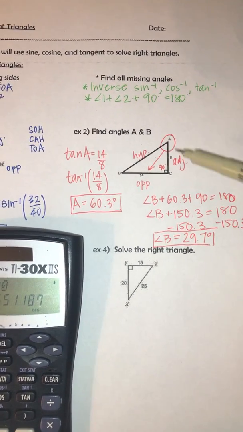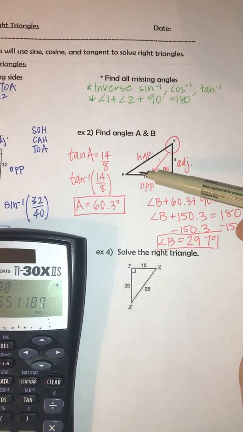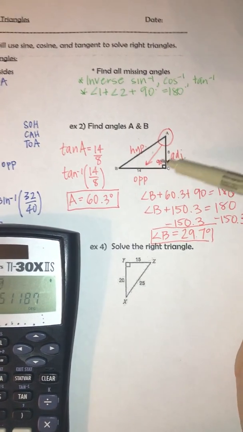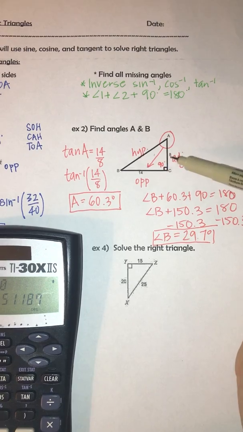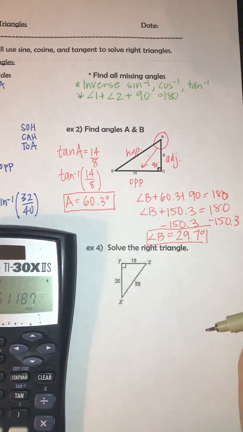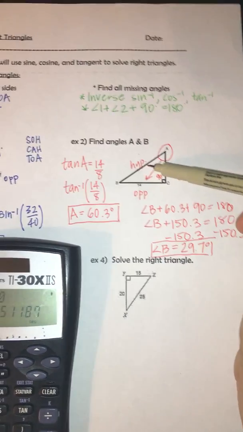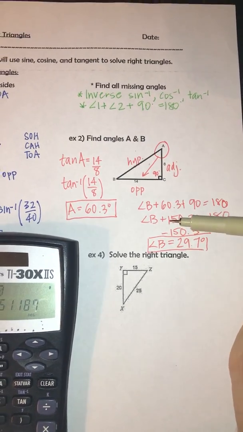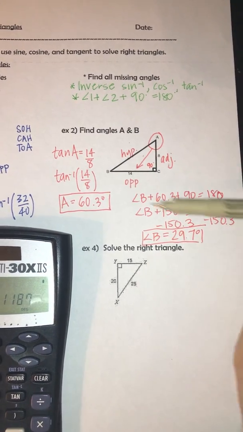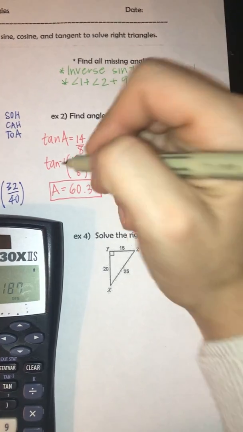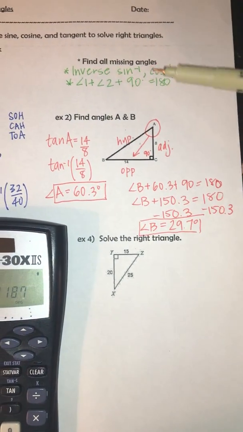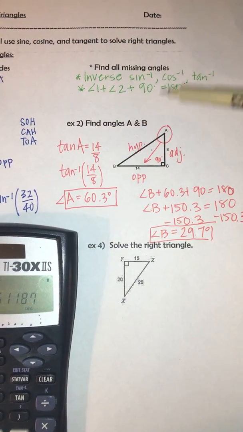Now, had I wanted to do another trig function, I could have. I could actually use the inverse tangent of B, but then I would have flipped this fraction. So there were other ways to get it. I could have also found the hypotenuse and used other trig functions as well. But I found angle A and angle B. So this one asked us to find all the missing angles.